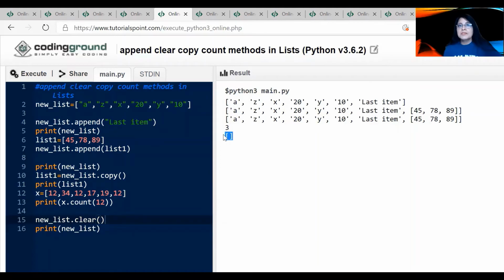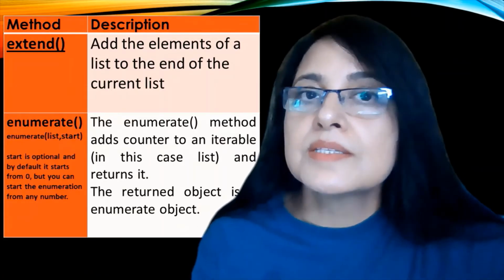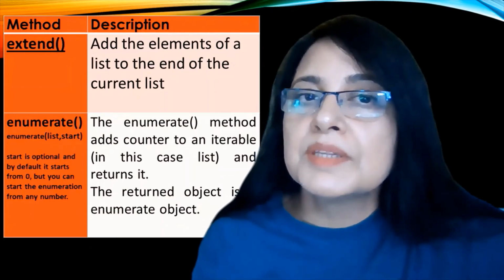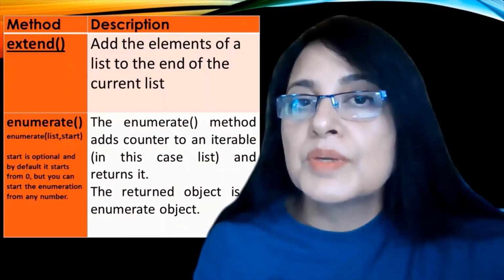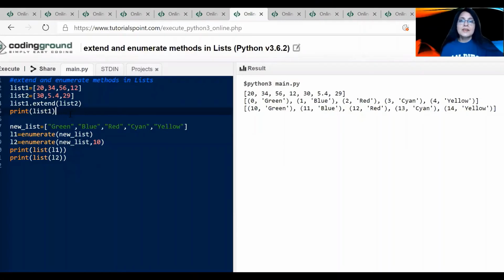The extend method adds elements of a list to the end of the current list. And the enumerate method adds a counter to an iterable. That means in this case, we're talking about a list, and it returns it. The extend method can be used to extend a list just like we did in append. We use list1 and a dot operator and then extend it to list2. The output will now show the list1 as an extended list.